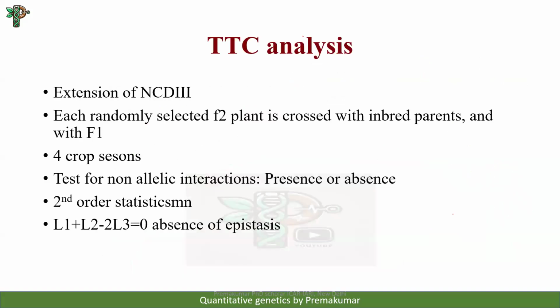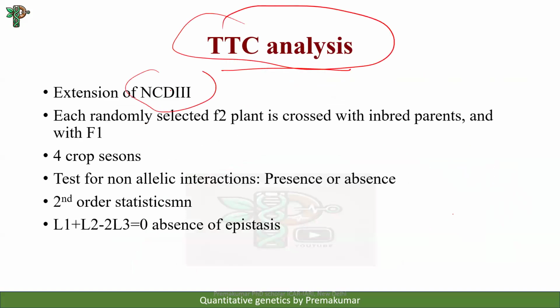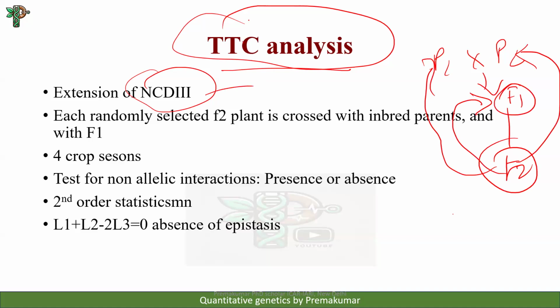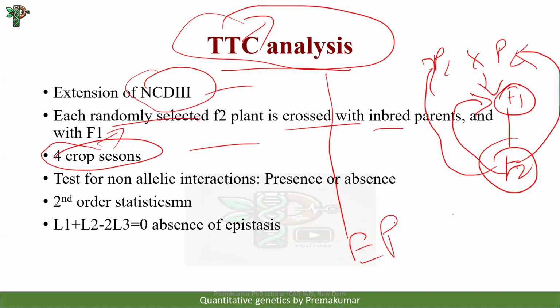Then another mating design is called triple test cross analysis. It is just an extension of NCD3. Here, your parent 1 and parent 2 are crossed, F1 is created and F2 is created. This F2 is backcrossed to P1, backcrossed to P2, and also backcrossed to F1. This is the only difference between NCD3 and TTC. Each random F2 plant is crossed with inbred parents along with F1, and we require 4 cropping seasons to do this evaluation.